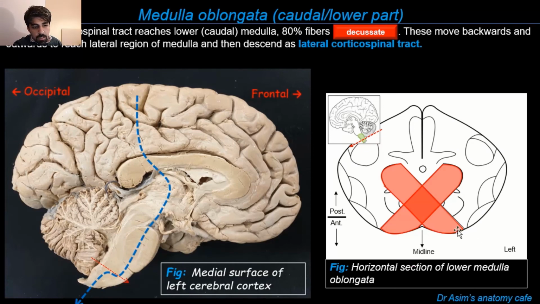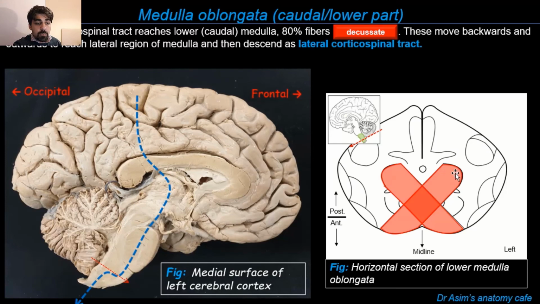You can see the elevation over here called the pyramid, one on either side of the midline. Now from here, the corticospinal tract fibers can be actually seen going posteriorly and laterally. And so from here onwards, you can see that 80% of the corticospinal tract fibers actually cross over. Now they're not anteriorly situated anymore, they're more laterally situated, forming what is known as the lateral corticospinal tract.